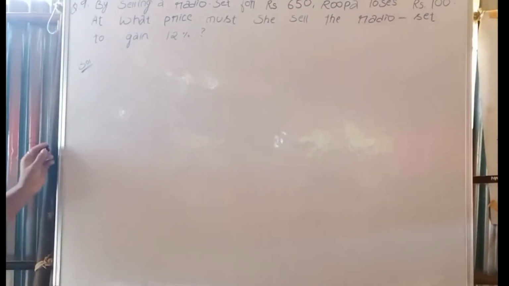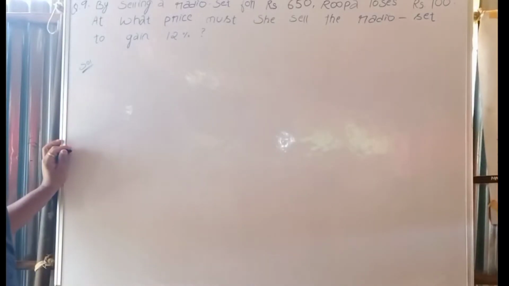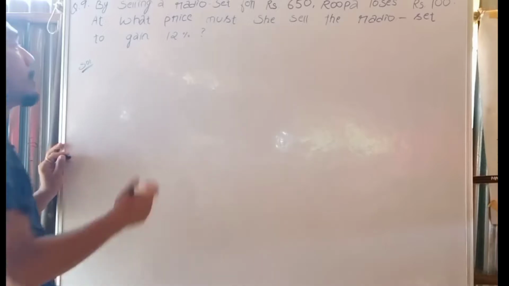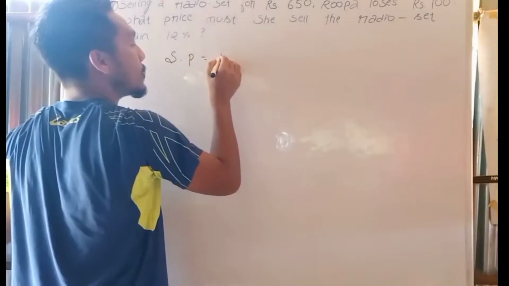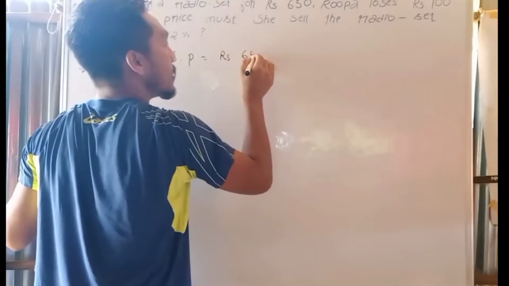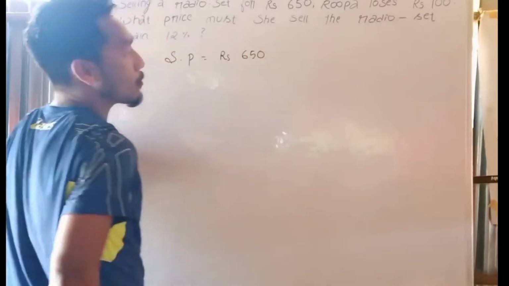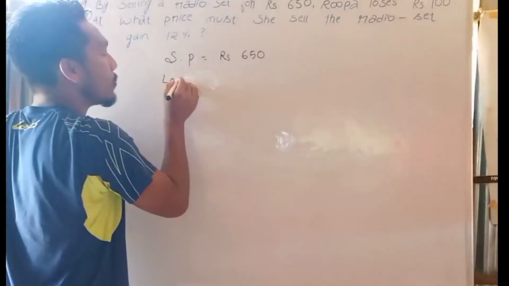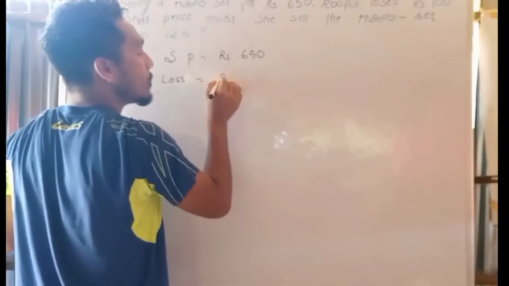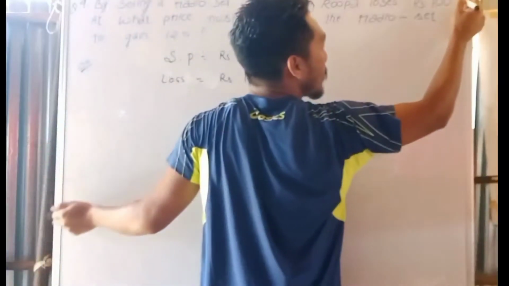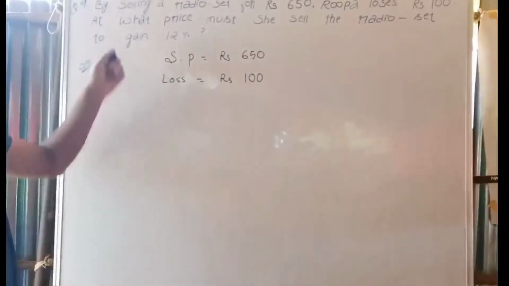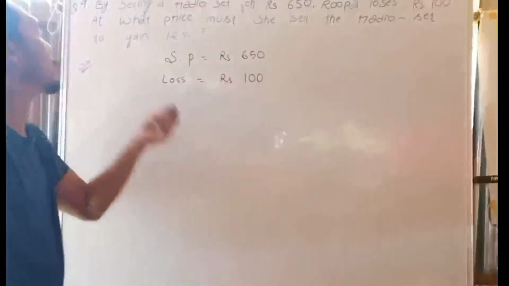So this is our next question. This is question number 9. By selling a radio set for rupees 650, that means SP is given, rupees 650, there is a loss of rupees 100. Loss is given, not loss percent. If loss percent were there, it would be a percentage, but here it is loss. Now at what price must you sell the radio to get a gain?